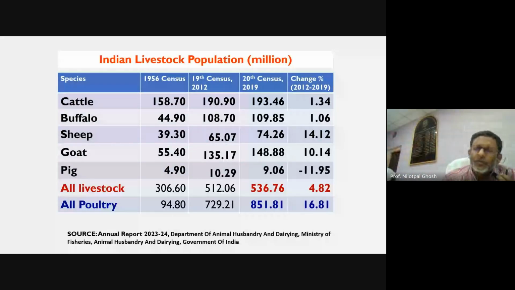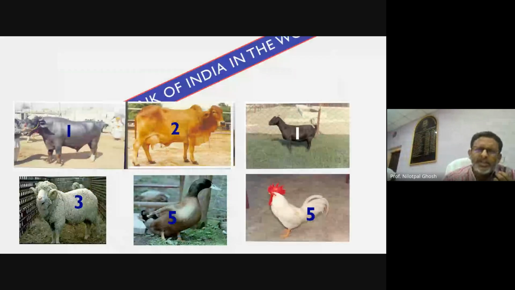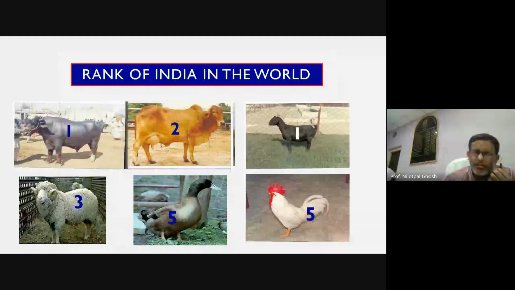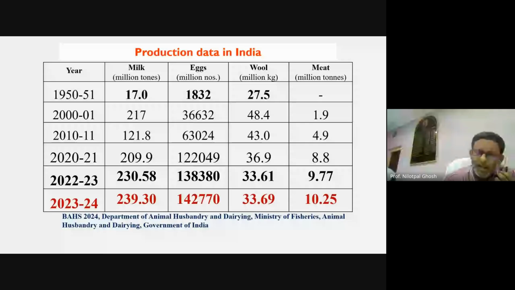So the animal population is increasing, and individually, India is the number one country in the world in buffalo and goat, second highest populated country in cattle, third in sheep, and fifth in duck, as well as poultry, meaning chicken. Now, I want to show you how much development there is in animal husbandry in our country from this data.